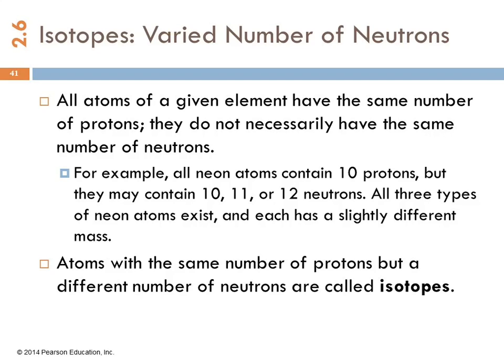So, isotopes. It is true that all atoms of a given element have the same number of protons. They don't necessarily have the same number of neutrons. All neon atoms have 10 protons, but some of them have 10 neutrons, some of them have 11 neutrons, and some of them have 12 neutrons. So there's 3 different kinds of neon atoms, and each of them is going to have a slightly different mass. The name we have for these slightly different atoms is isotopes. Same number of protons, different number of neutrons.